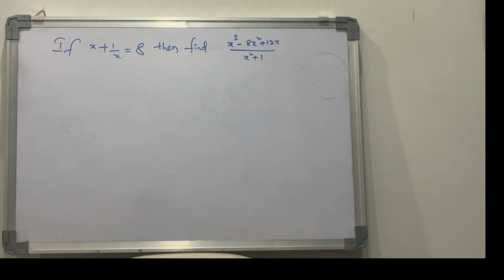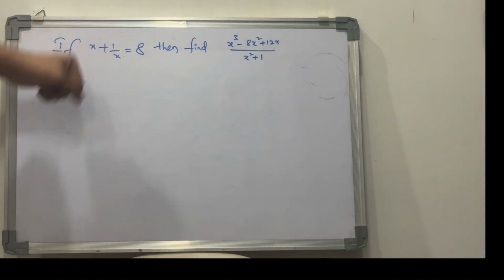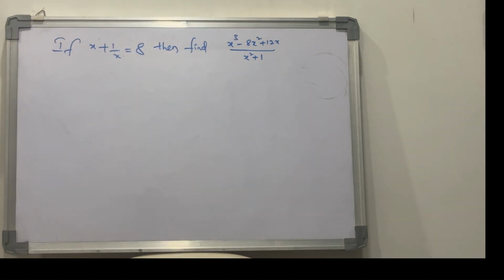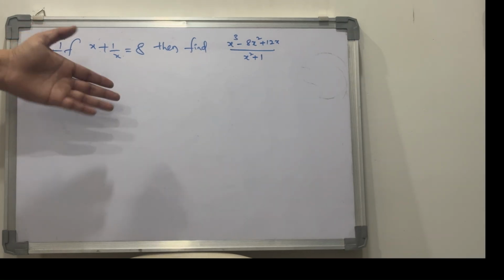To solve this kind of problem. Look, if x plus 1 by x is equal to 8, then we have to find the value of (x cube minus 8x squared plus 12x) by (x squared plus 1). Okay, we solve this problem in simple steps.